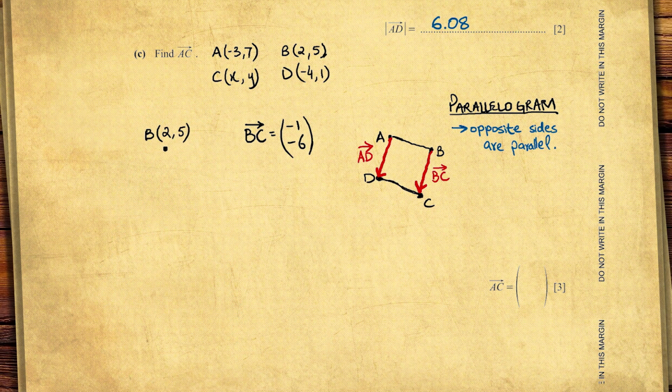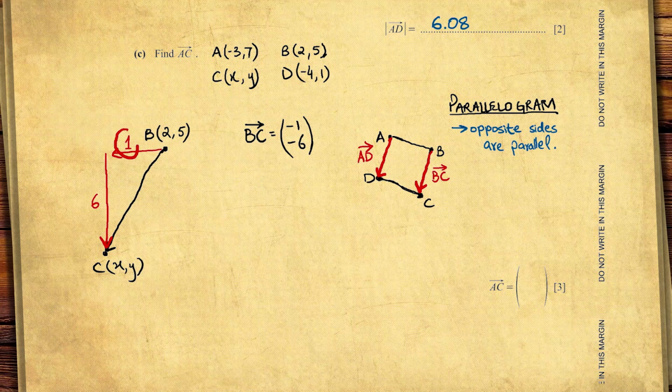So this is point B and this is point C, and the vector BC is this vector. So the vector from B to C goes 1 unit to the left, -1, and 6 units downwards, -6. When it moves 1 unit to the left, the x coordinate of point B will decrease by 1. So 2 minus 1 will give us the x coordinate of point C, and that will be equal to 1. And when it moves 6 units downwards, the y coordinate of the point B will decrease by 6 units. So 5 minus 6 will give us the y coordinate of point C, and that will be equal to -1.